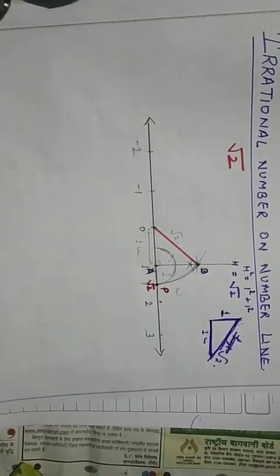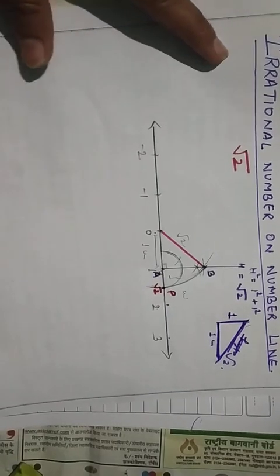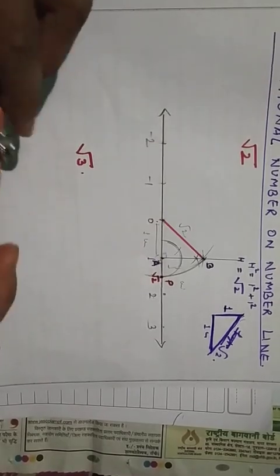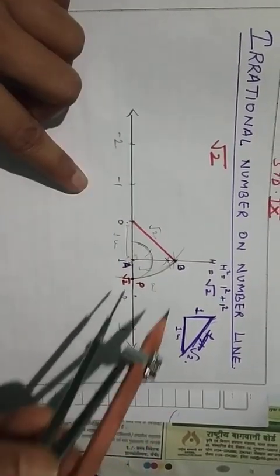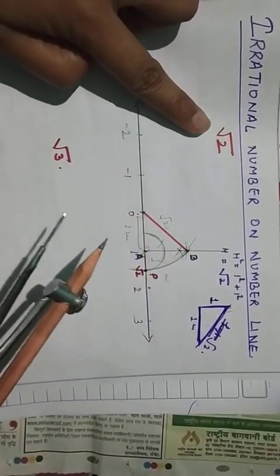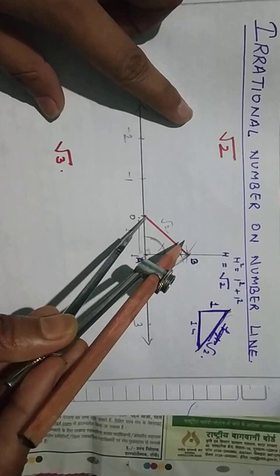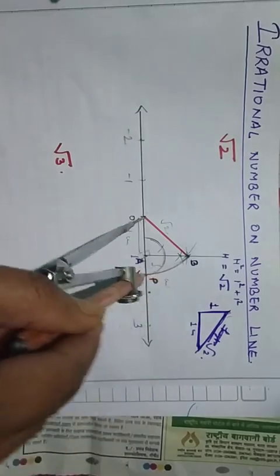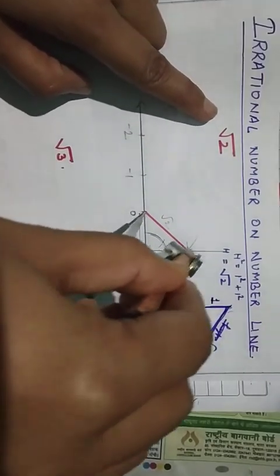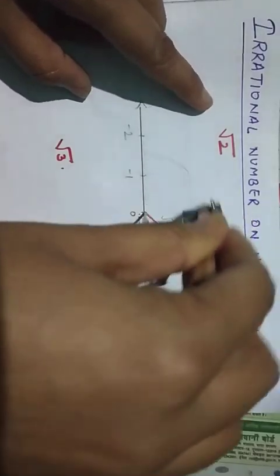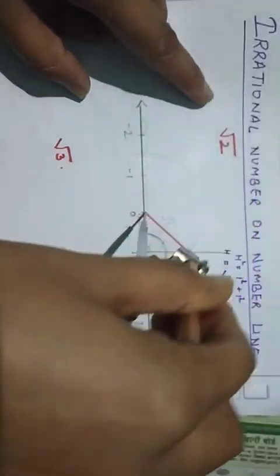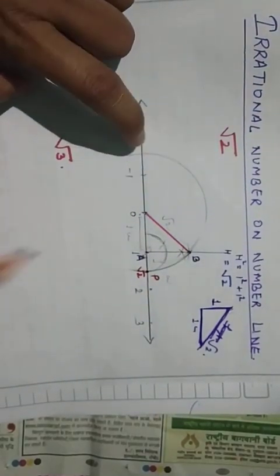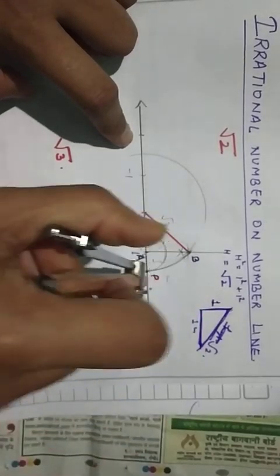Got it? So how to draw under root 3 on the number line? Let's understand it. But before that, suppose you have to draw minus under root 2, then same process you will do, and we have taken this arc, this length on the positive side, but if it is minus under root 2, so you will take the same arc from here to here on the negative side. So this point will be minus under root 2. Otherwise positive, so you will take it on the positive side only.